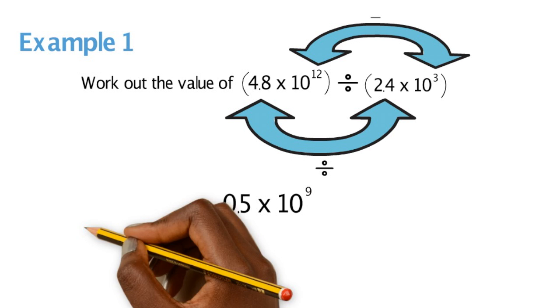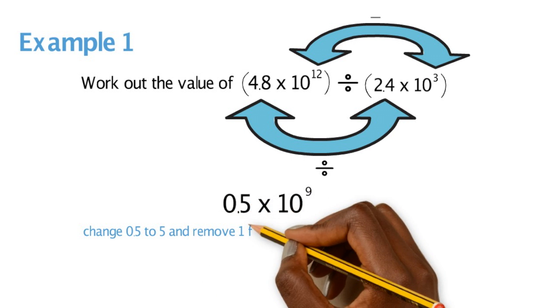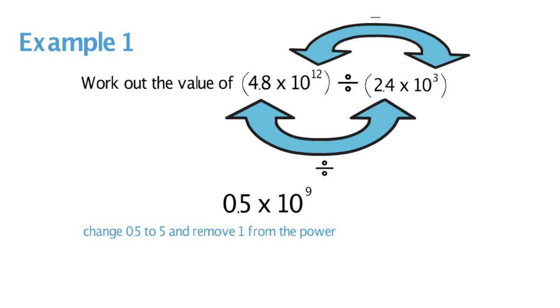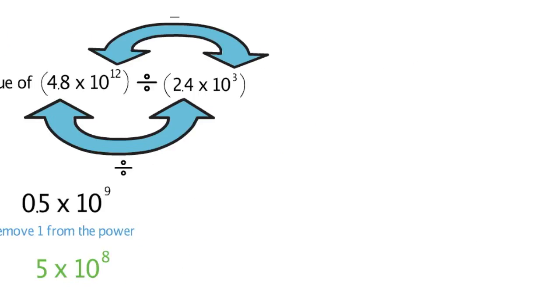But again, 0.5 is not within that range. So it's going to be changed to 5. It's going to move forward a decimal place. And because it's moving forward a decimal place, you have to remove 1 from the power.